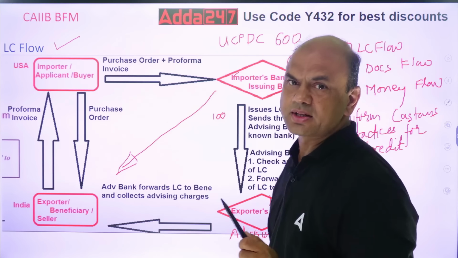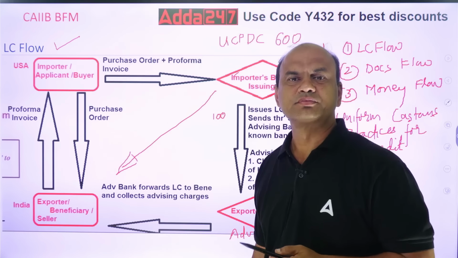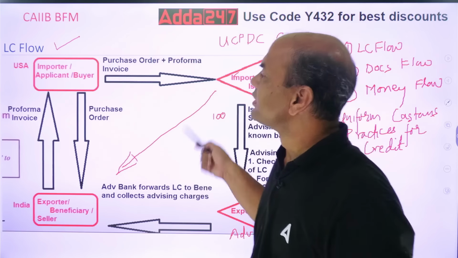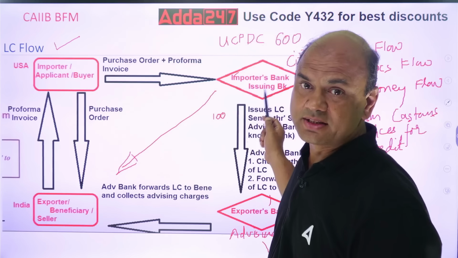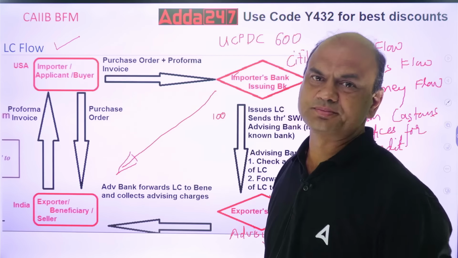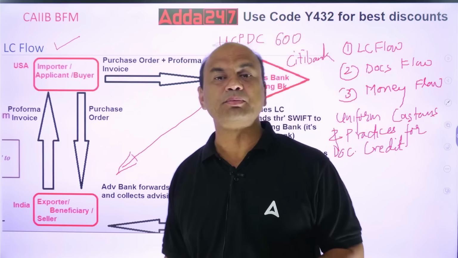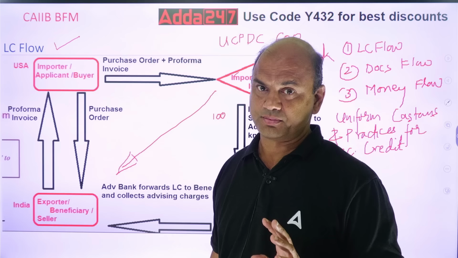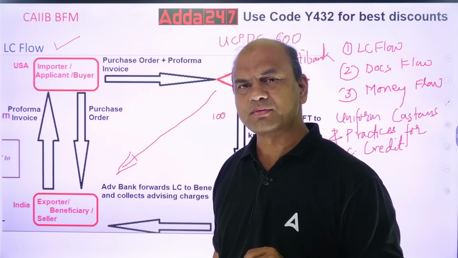Now, why is this called the issuing bank? The reason is this bank is going to issue the LC, letter of credit. Now, firstly understand what is LC. Letter of credit is a bank-to-bank document, bank to bank. Why is this document there?